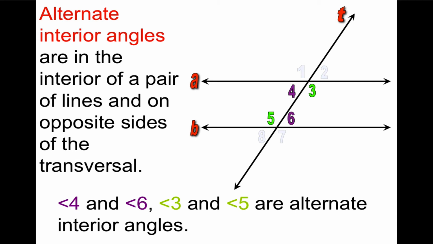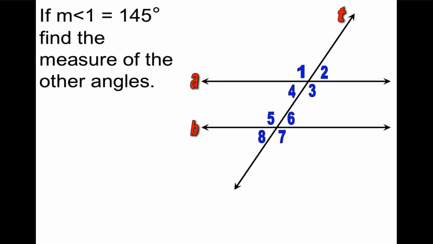And again, if the lines A and B are parallel, then those alternate interior angles will have the same measure. So the measure of angle 4 will be equal to the measure of angle 6, and the measure of angle 3 will equal the measure of angle 5. So here's a problem for you to try on your own. If the measure of angle 1 is 145 degrees, find the measure of all the other angles. Please pause the video, try this problem, and then check in for the answer.